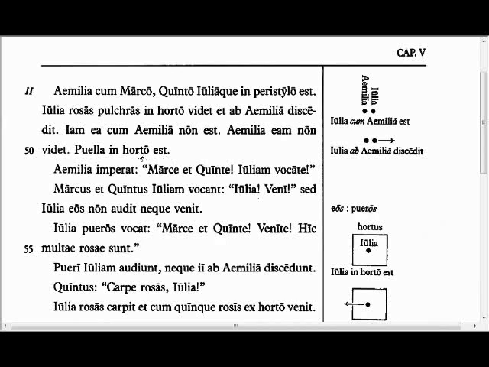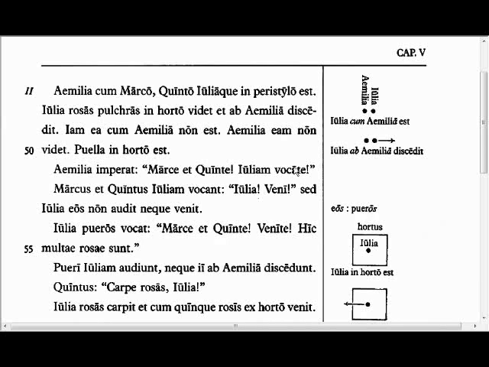Puella in horto est, the girl is in the garden. Aemilia imperat, Aemilia orders or gives a command. Marcus and Quintus, the vocative forms, right? Marce et Quinte. Notice that the us becomes e when you call a masculine noun. Marce et Quinte Iuliam vocate.